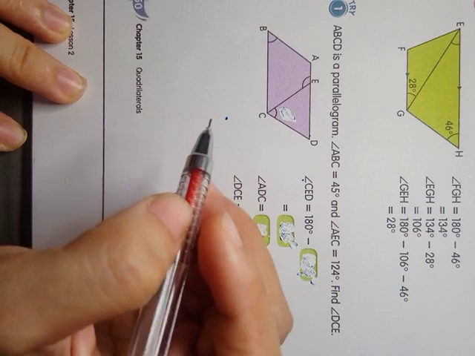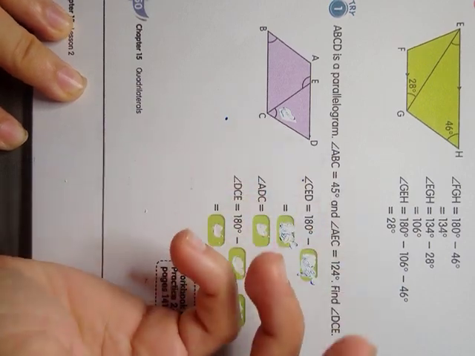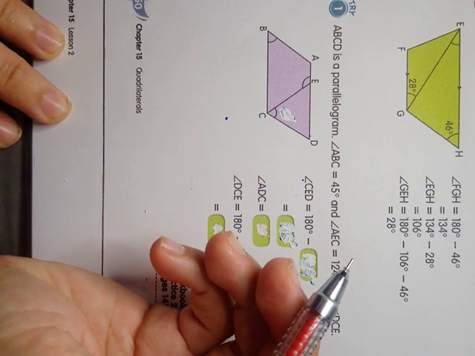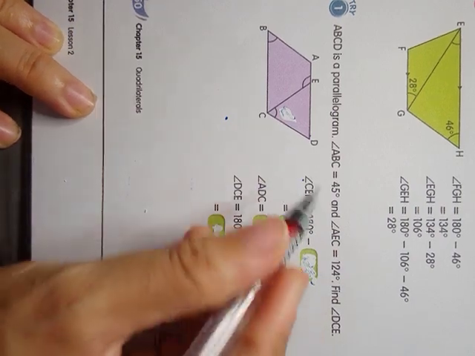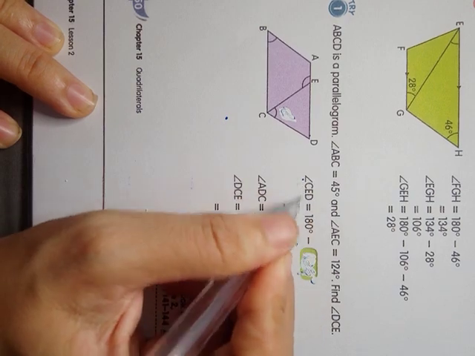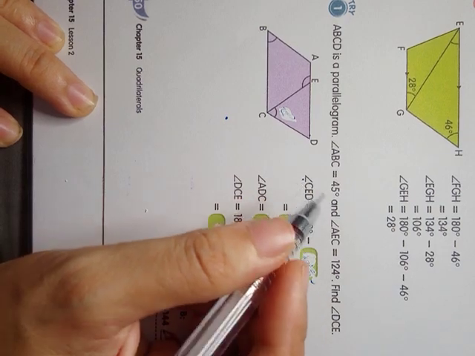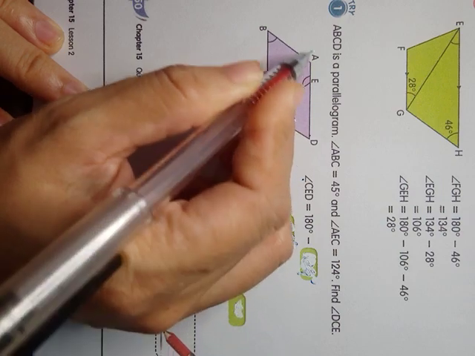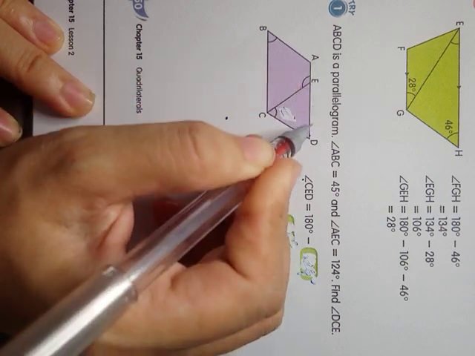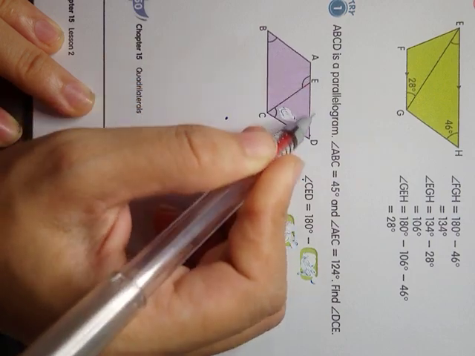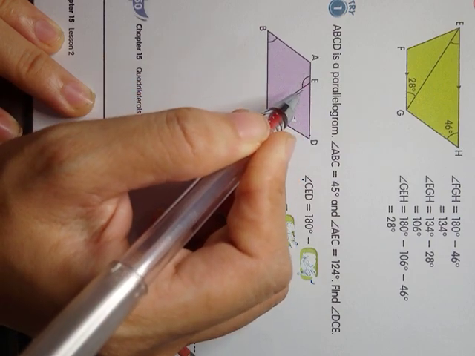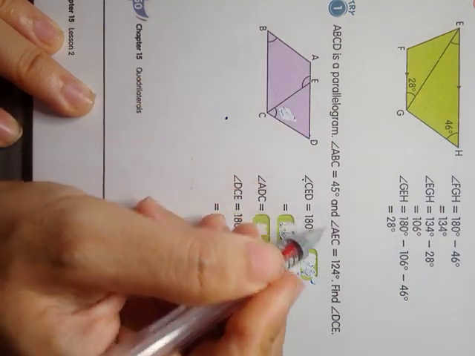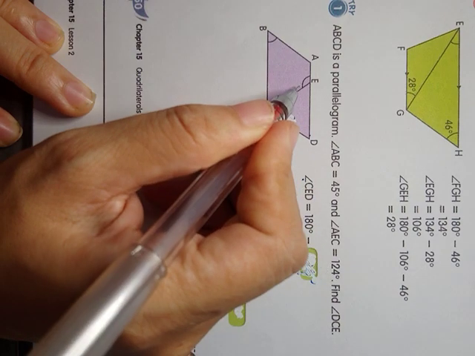Okay, remember this is a parallelogram. Opposite angles are the same. Angles between parallel sides add up to 180 degrees. But first, let us check this angle, angle CED. As you can see, AED is a straight line. Remember, the sum of all angles on a straight line is 180 degrees. AEC is given. It is 124 degrees.